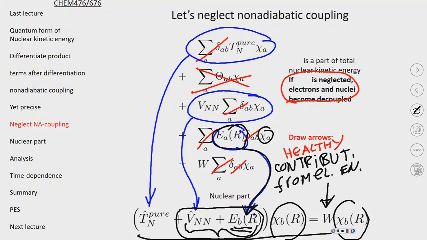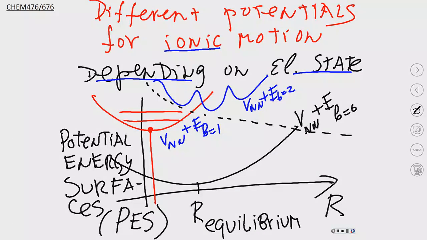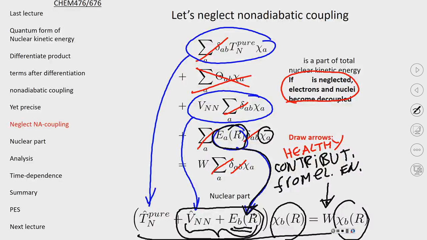Right? So the non-adiabatic term was dropped. This is kinetic. This is classical nuclear repulsion. This is the electronic contribution to the potential energy surface. And this is the eigenvalue that one needs to find. Well, before we go to this picture.